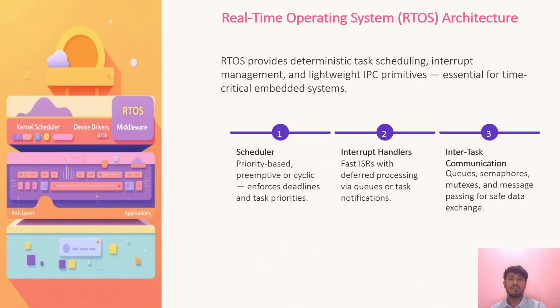Now we'll see real-time operating system architectures. Real-time operating system architectures provide deterministic task scheduling, interrupt management, and lightweight IPC primitives, essential for time-critical embedded systems. It is used for the scheduler, interrupt handlers, and inter-task communication.